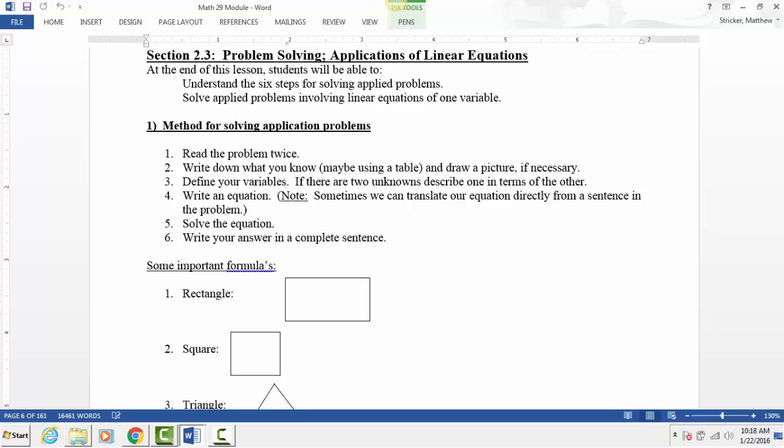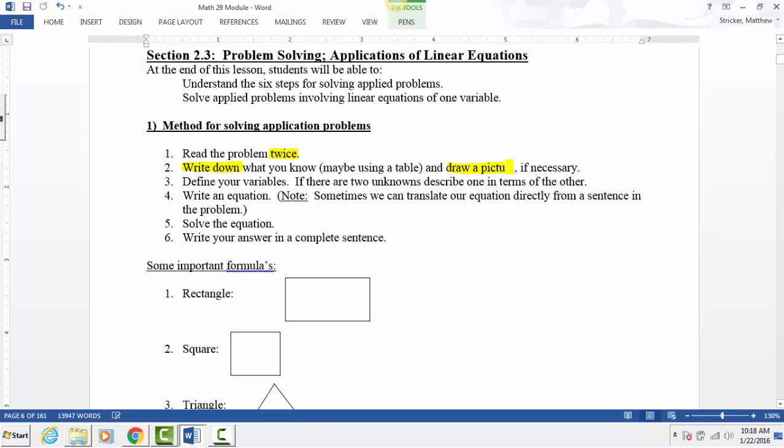So first thing is, it's always a good idea to read the problem, and not only read it once but twice. Read it once through to get a general idea of what's going on, but when you read it a second time, you're trying to pull important information out of the problem. Then as you read it, write down that important information. Write down what you know. Maybe draw a picture if necessary.